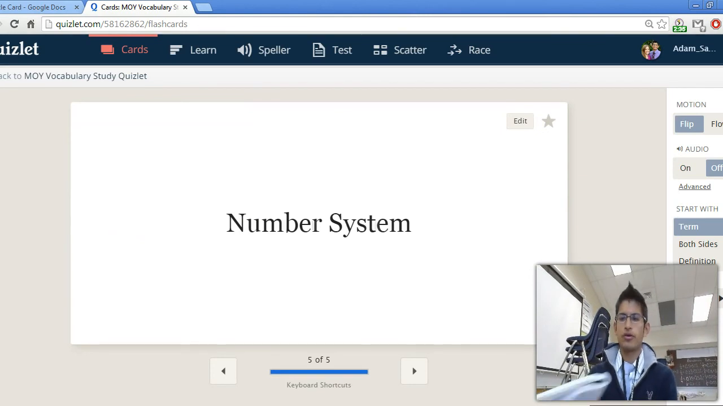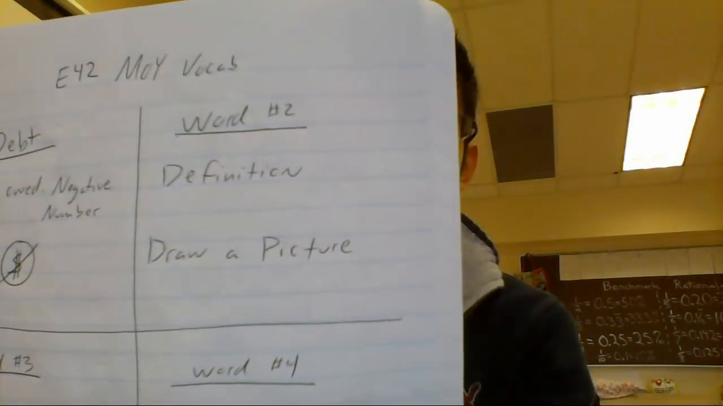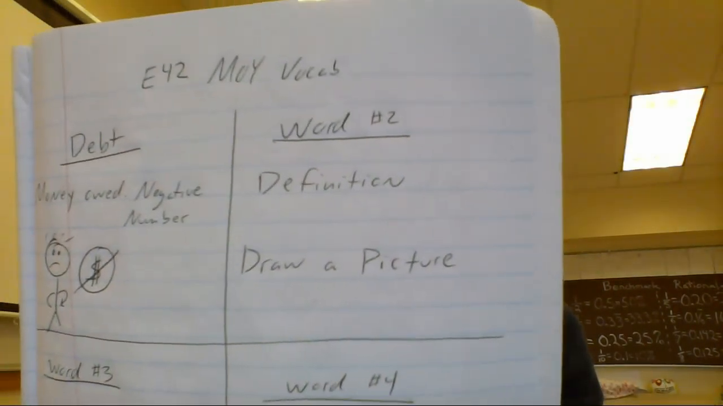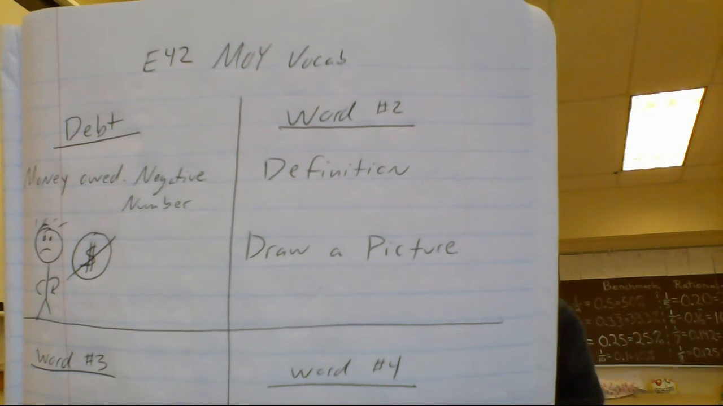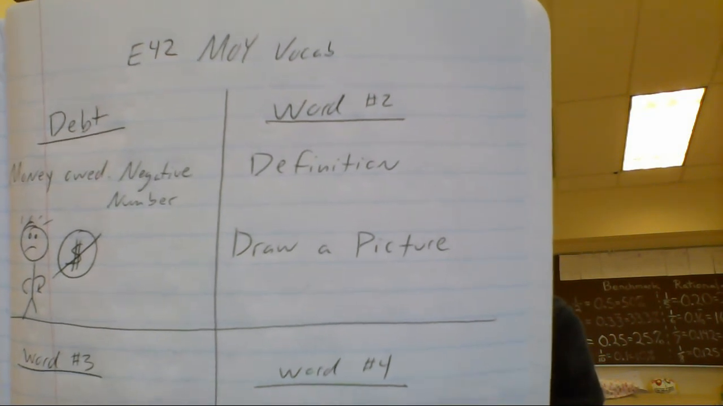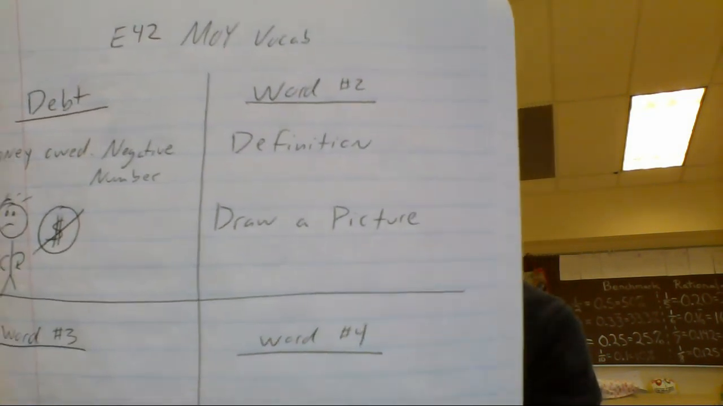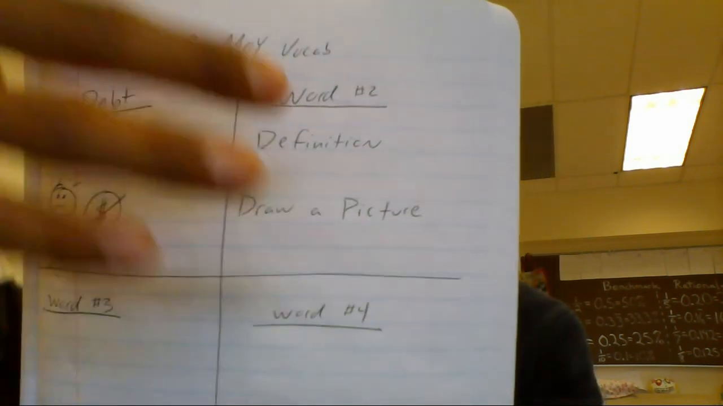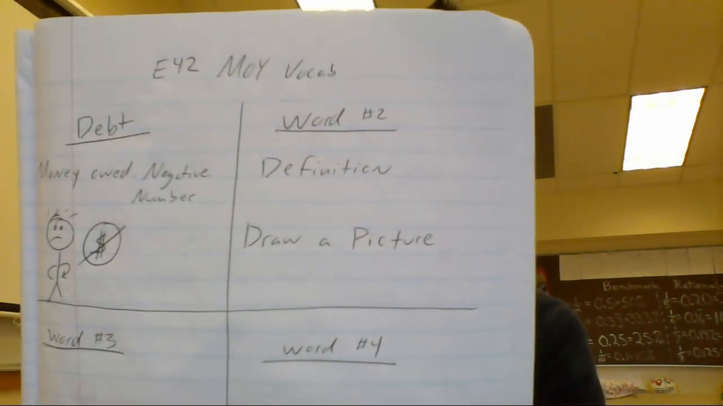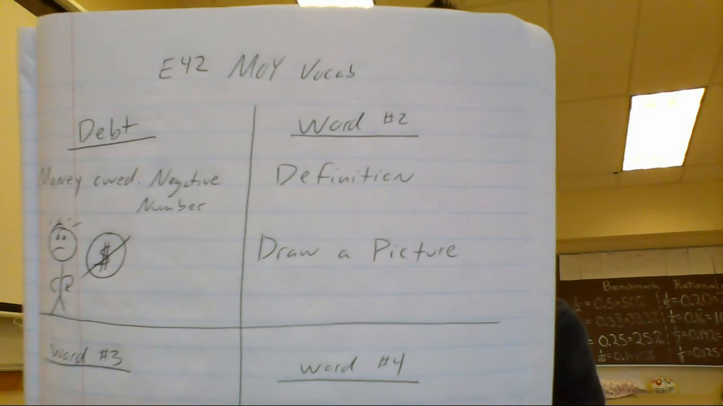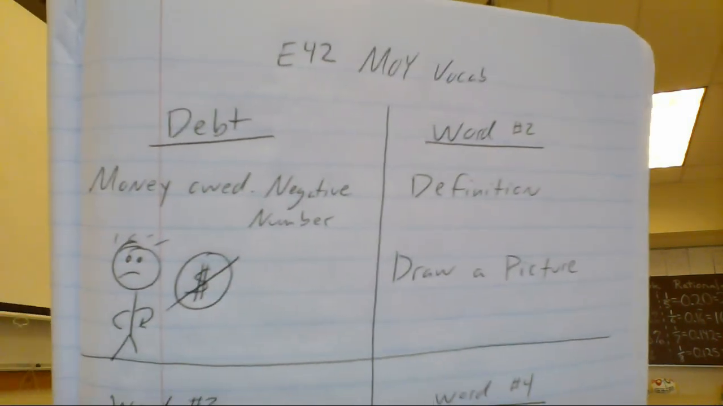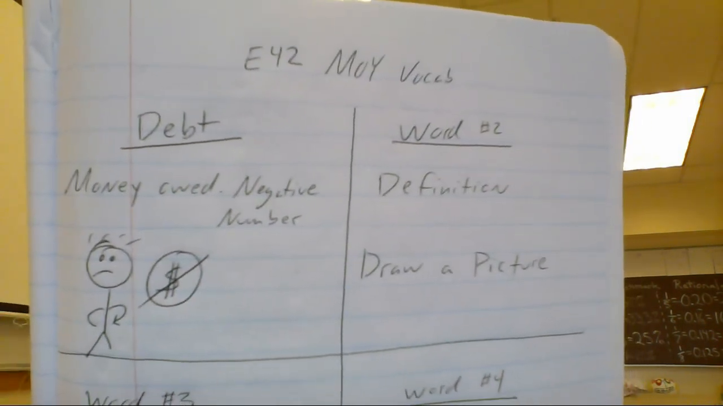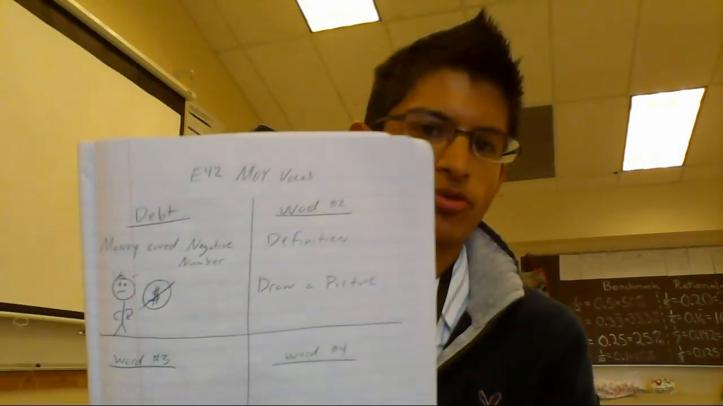What you're going to do for your notes is this. You're going to put episode 42, MOY Vocabulary, and you're going to draw a picture, write the definition, and then write down the vocabulary word. So you're going to do 4 vocabulary words like we do all the time. We're going to make 4 boxes on our page, and I did the word debt. So the word debt means the amount of money owed, and that is a negative number, and I drew a picture of a guy who doesn't have any money. That's what the word debt would mean.